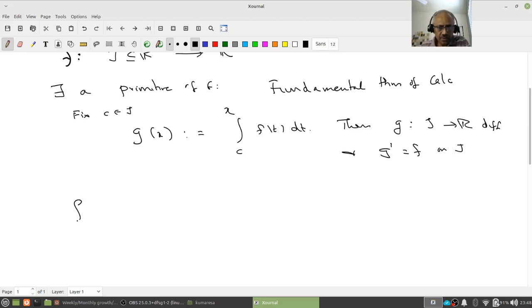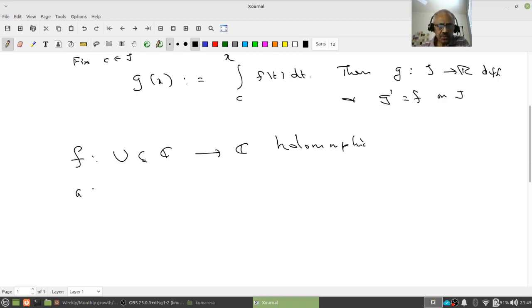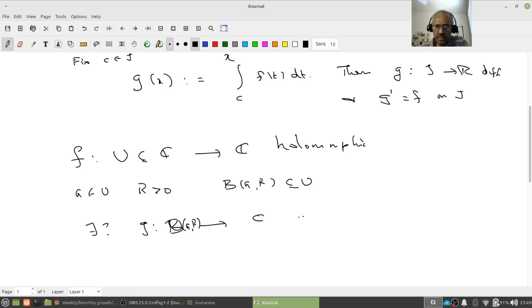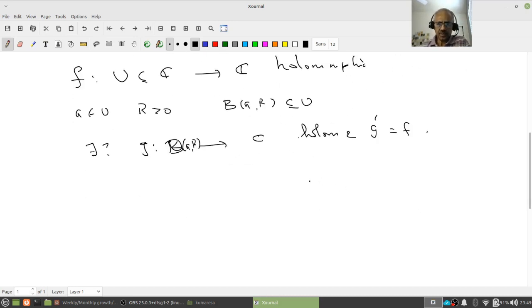So let us go back now. Suppose f from U, an open set in C, to C is holomorphic. Suppose a is in U and let R be positive so that B(a, R) is contained in U. The question is, does there exist a G from B(a, R) to C, holomorphic, such that G dash equals f? That is, does a local primitive exist? So what we want to do is look at B(a, R). This is my U and this may be my B(a, R).